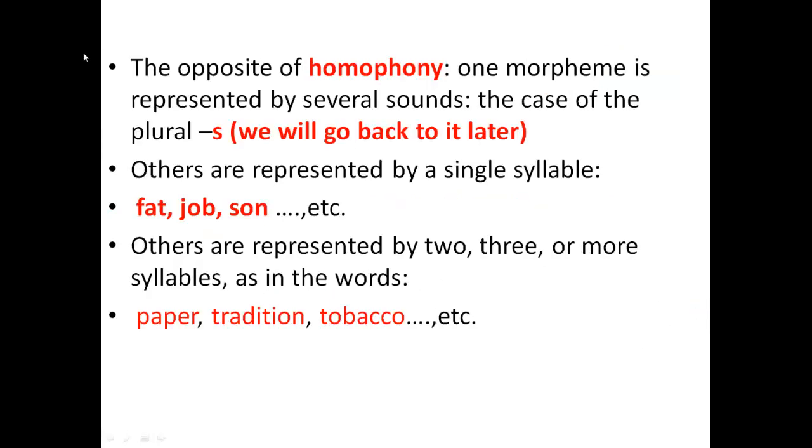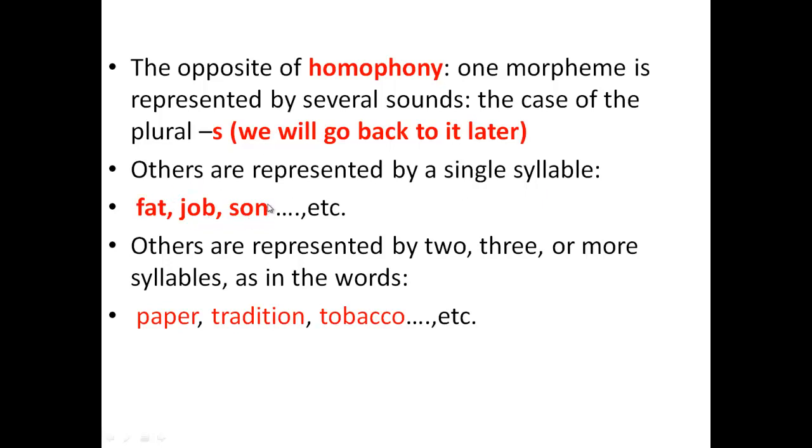Now the opposite of homophony is the case where one morpheme is represented by several sounds. This is the case of the plural s. Of course, it's something that we will try to re-explain later on, and we will try to go deep into it later on. So others are represented by a single syllable, for example, fat, job, son.